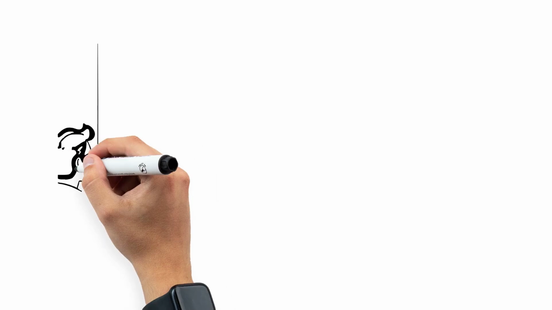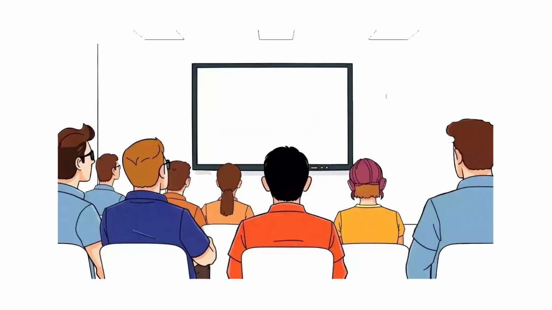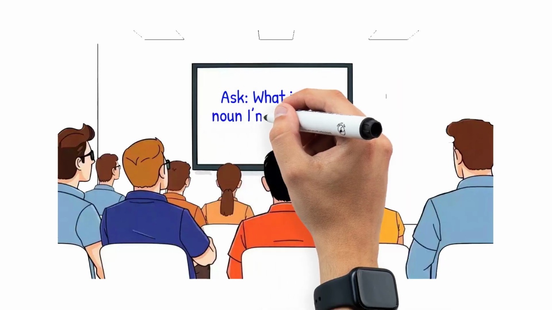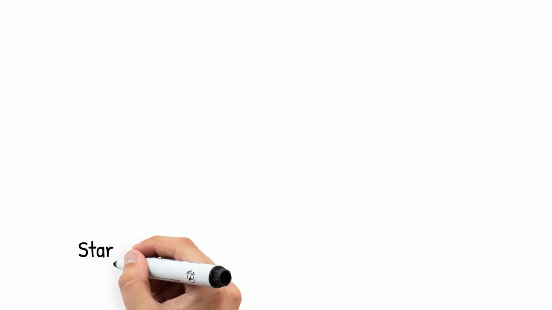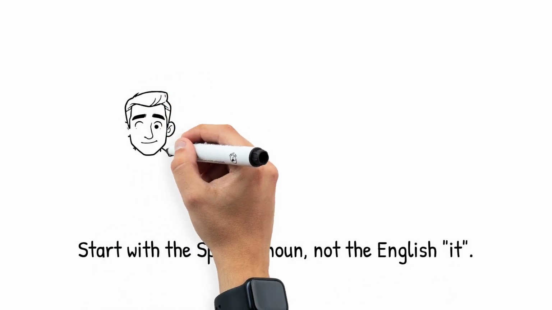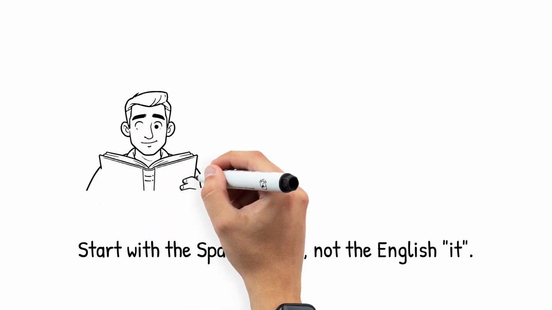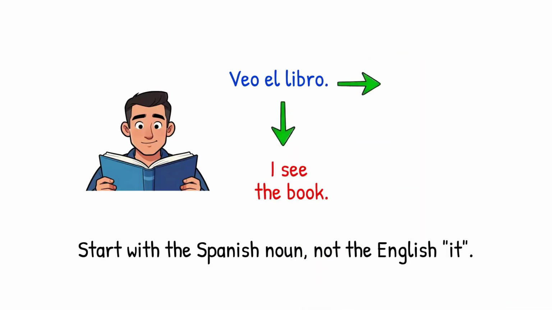The beginner question. Here is the question beginners should ask before choosing lo or la. What is the original noun I am replacing? Do not start with English it, because English does not tell you if the noun is masculine or feminine. Start with the Spanish noun. Look at this sentence. Veo el libro. I see the book. What noun are we replacing? El libro. Is it el or la? It is el libro, so we use lo. Veo el libro. Lo veo.